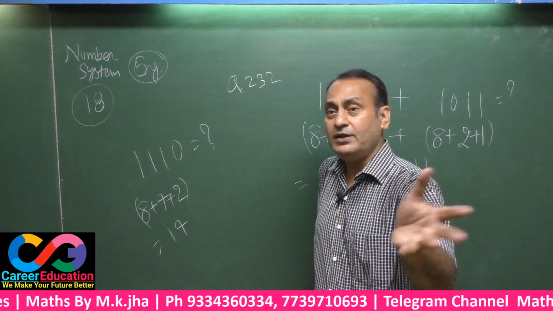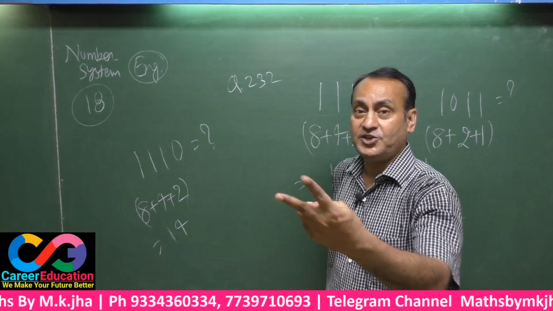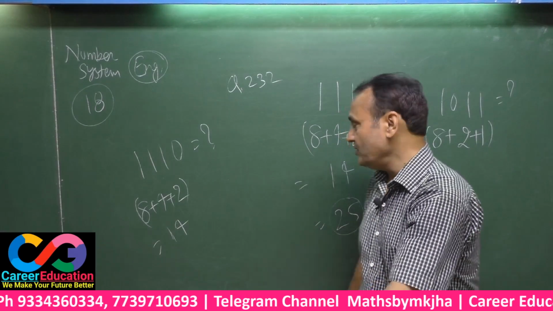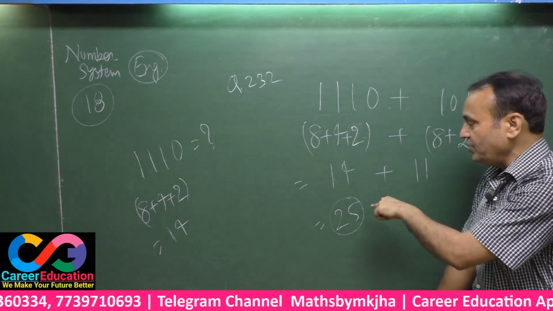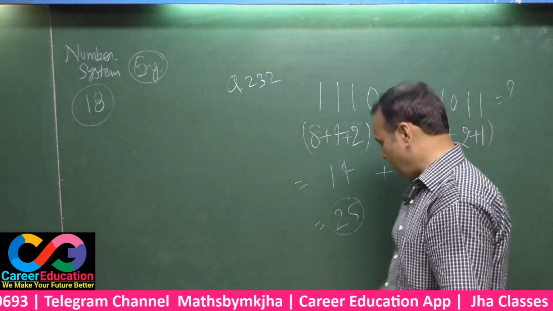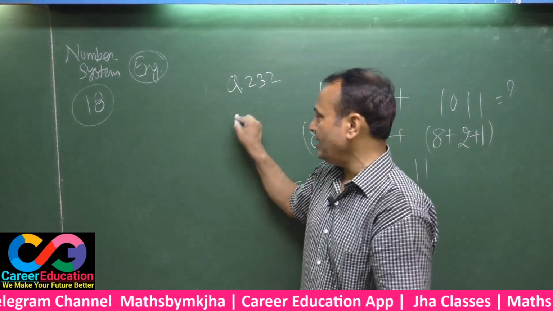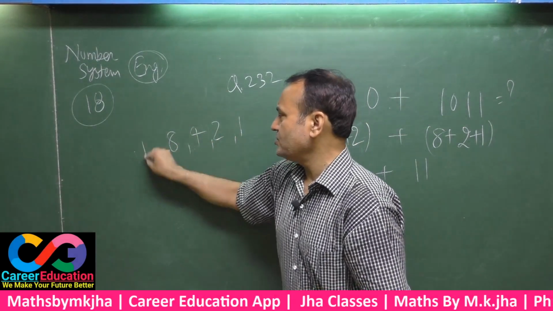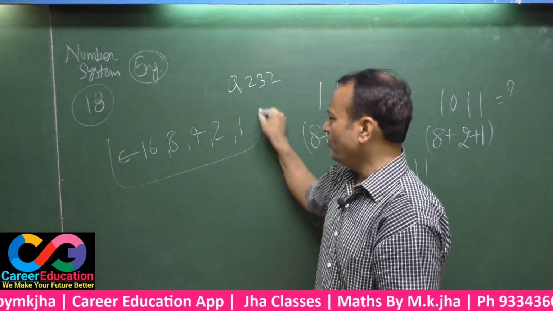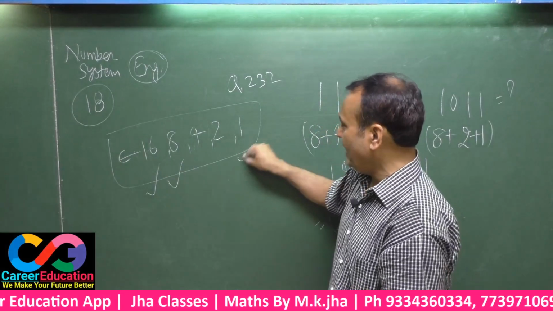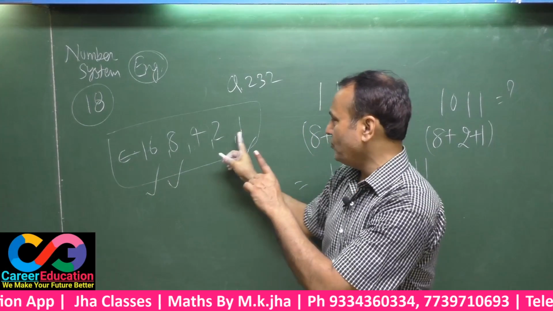But see the options. Since you have to add two numbers written in binary number system, the options are still in binary number system. That means you now have to change this 25 into a binary system. For this, 1, 2, 4, 8, 16 and so on, you have to make 25 only. That means you will have to accept 16, 8 and 1. 16 plus 8 is 24, plus 1 is 25.